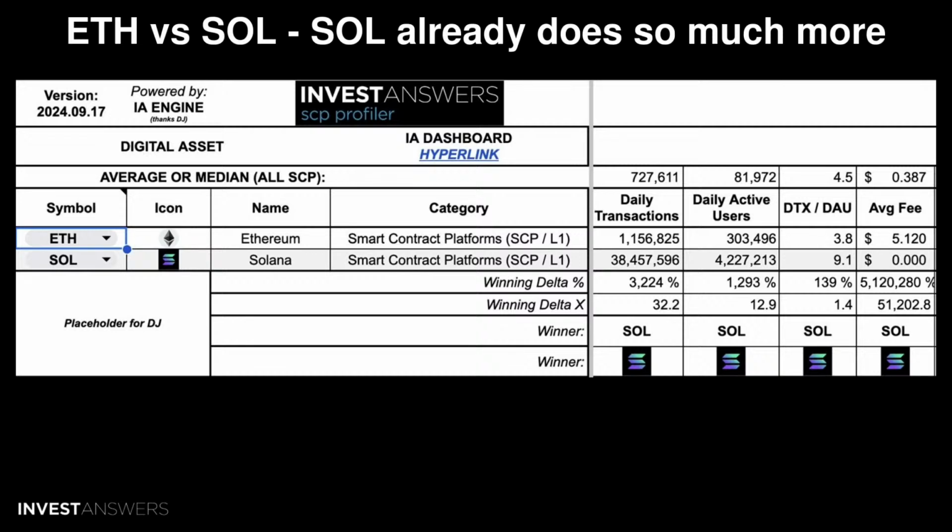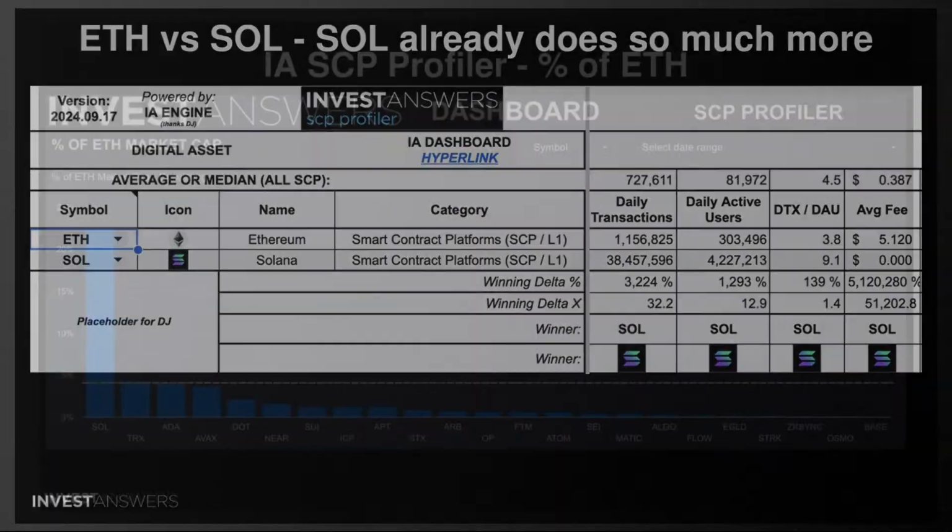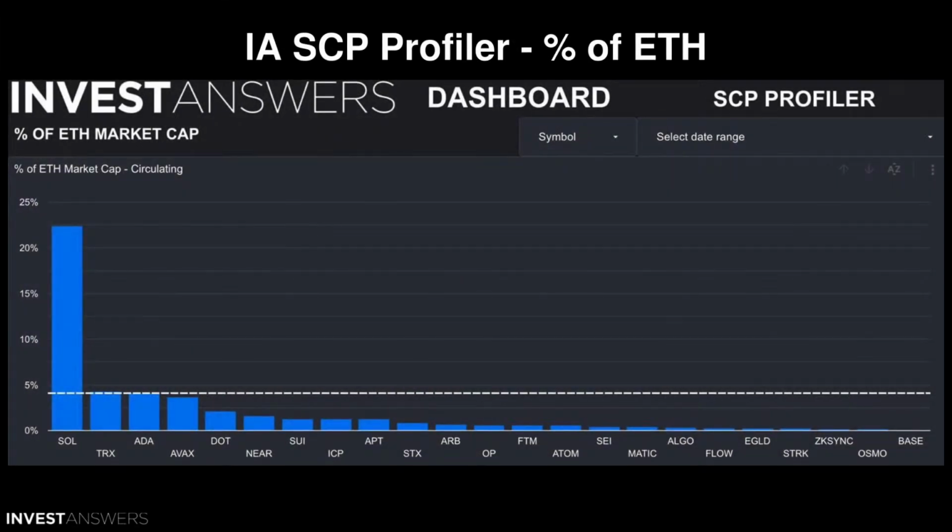So the big question is, as you say, why not the rotation? Because the way I look at it, this is from the SCP Profiler, Solana is about 22% of the ETH market cap, but it does much more. And even when you add up all the L2s as well, it's still a very small fraction. And it does a lot more than all ETH and the layer 2s combined. So the time will come.